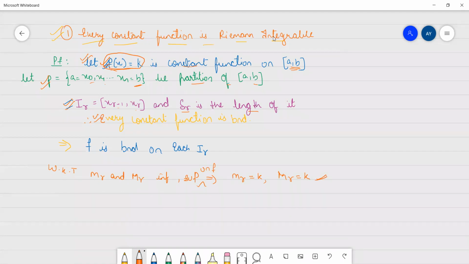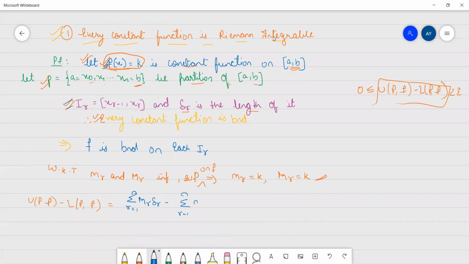Now what is the Riemann integral condition? 0 is less than or equal to U(P,f) minus L(P,f), which is strictly less than epsilon. So this is the condition for Riemann integrability, and I'm making use of it. U(P,f) minus L(P,f) is, from the definitions, the summation r equals 1 to n of Mr delta r minus the summation r equals 1 to n of mr delta r.